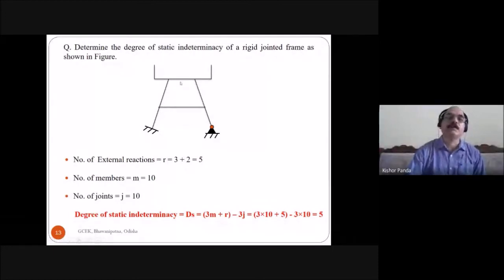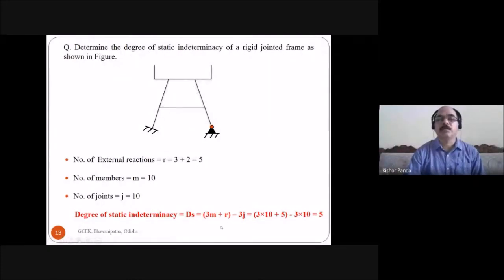If an internal hinge is present in the member, then you have to take one additional equation for each internal hinge. If that is not present in the member, then you can take 0. Directly you will find out 3M plus R minus 3J. If an internal hinge is present, then you have to add that number of equations.